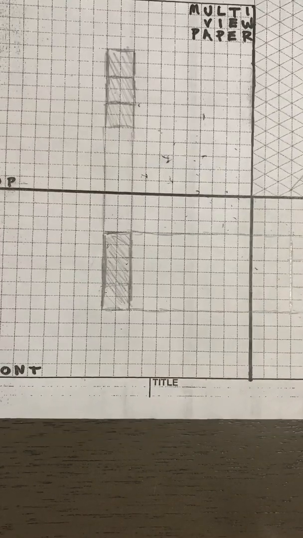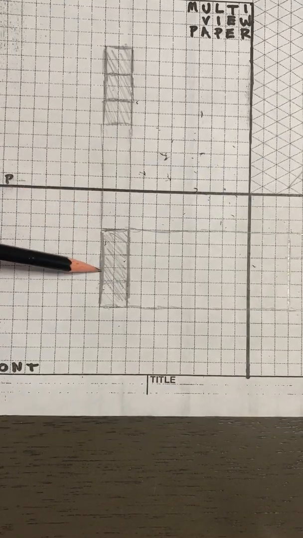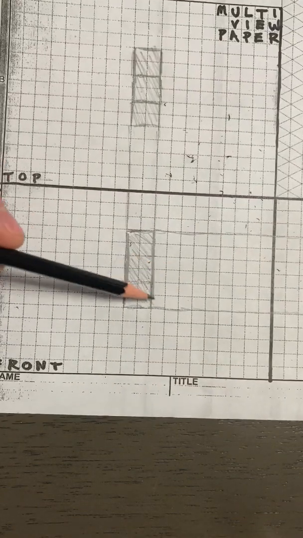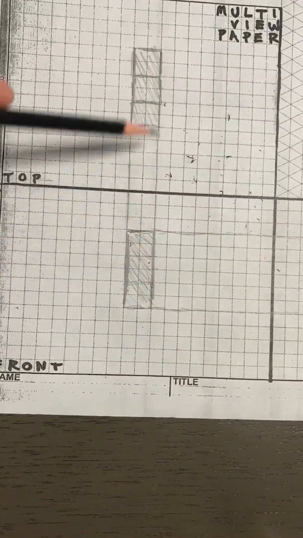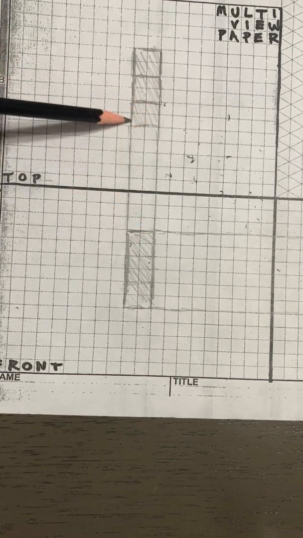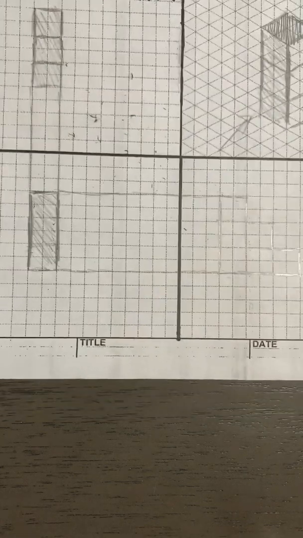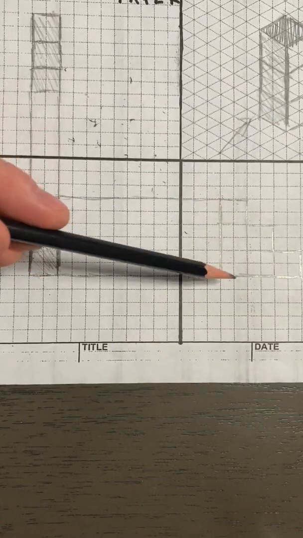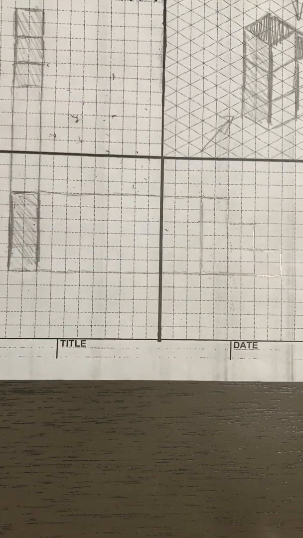Another thing to consider is the width of your front. It says front, top, and side, by the way. But the width of your front is always going to be the width of your top. That's why you draw these dim lines. The height of your front is always going to be the exact same as the height of your side. That's why you draw these dim lines.